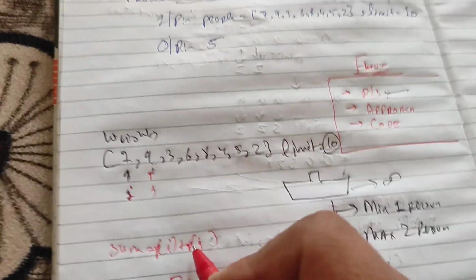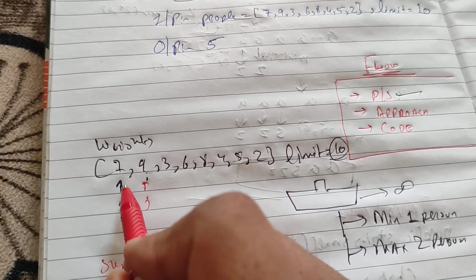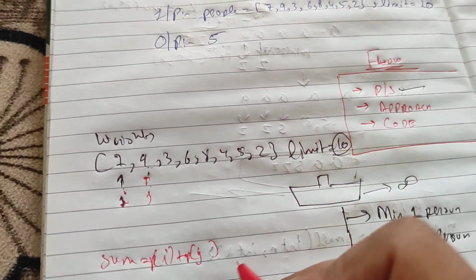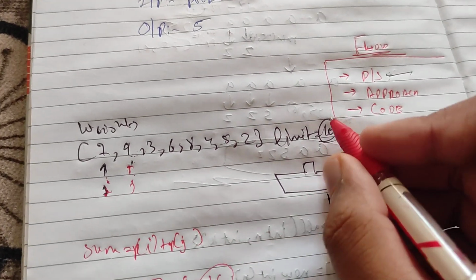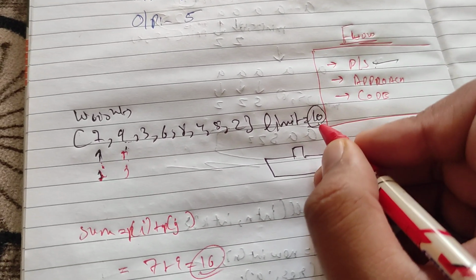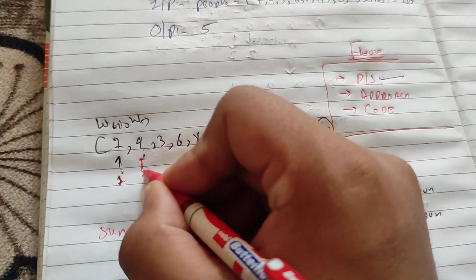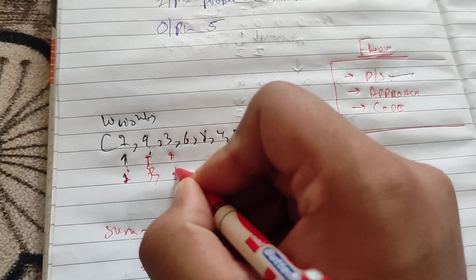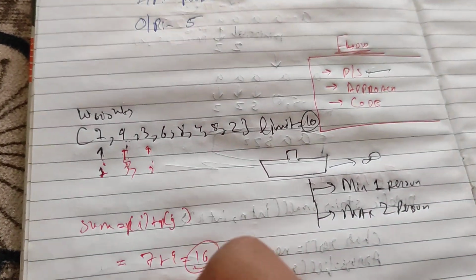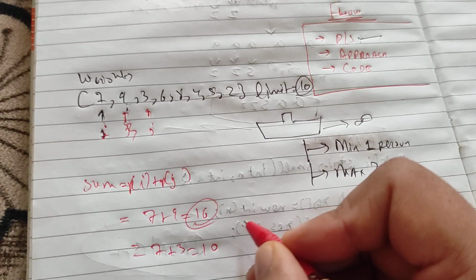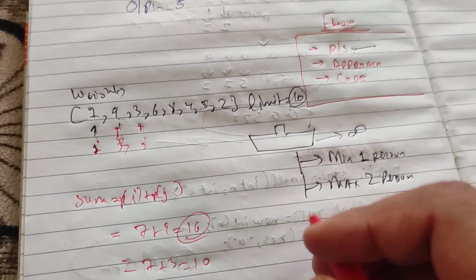But right now if I try to put 2 persons, the 0th index and the first index, i plus j, then I'm getting a weight of 16, and the boat can carry only 10. So I will simply ignore this and move my j pointer over here. Now 7 plus 3 is 10. So I can put these 2 persons, because this equals my limit.